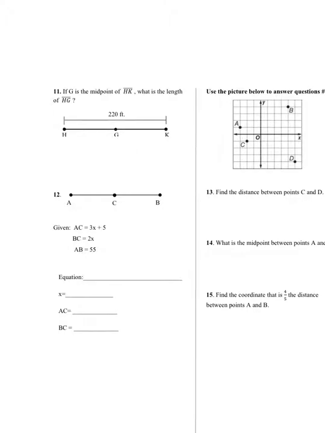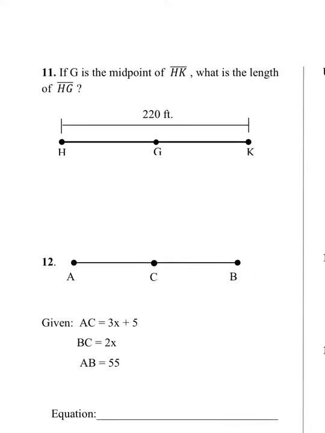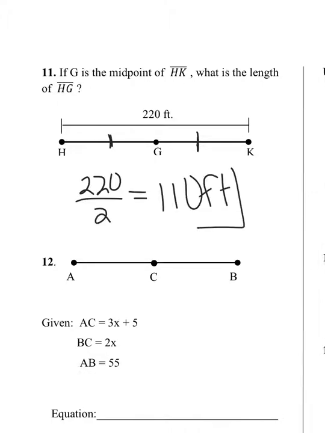All right, so number 11, if G is the midpoint of HK, what is the length of HG? So again, if this is a midpoint, this and this should be the same. Yes, literally as easy as you think. Don't overthink things. Half of 110 feet.